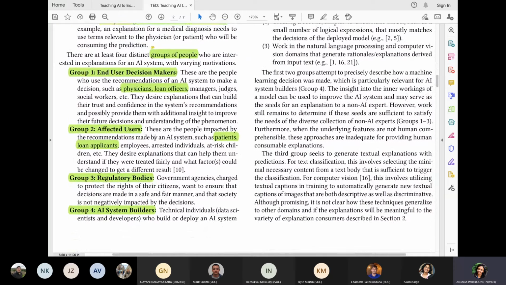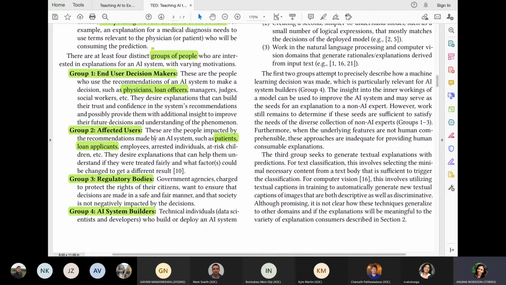Then they discuss four distinct groups of people we would provide explanations to. The first being end user decision makers. So they make a distinction between the end users who make the decisions, and end users who are affected by the decisions, which is something I saw different from other papers where we usually treat them as a single group of end users. The decision-making end users are people like physicians or loan officers, whereas affected users are like patients and loan applicants. So they make that distinction, which is kind of neat.